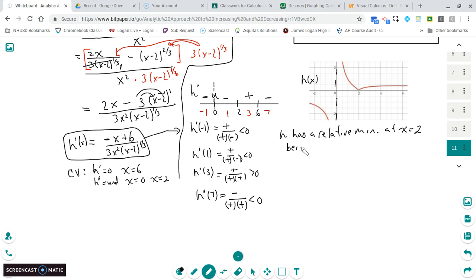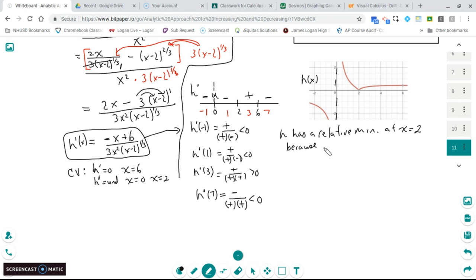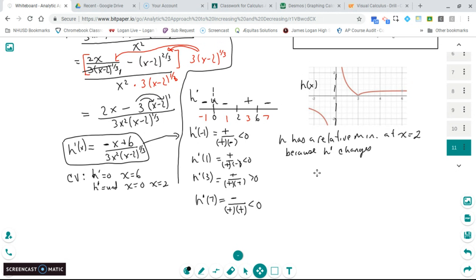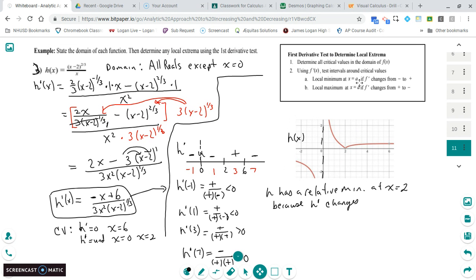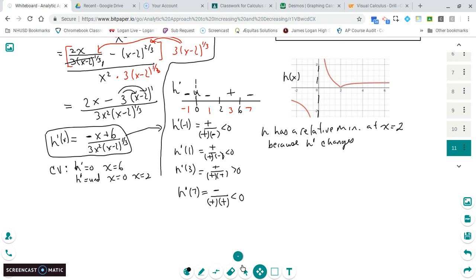Relative min at x equals 2 because h prime changes. Okay, so just remember there's a reason for that, and it's one that you can memorize or understand. I always like to understand it more than I like to memorize. So local mins occur when f prime changes from negative to positive. But I really just think about the meaning of that, right? So why is that a min? If h prime is negative, that means h is decreasing, and then h prime is positive, so h is increasing. So it goes from decreasing to increasing. I've got a relative min.